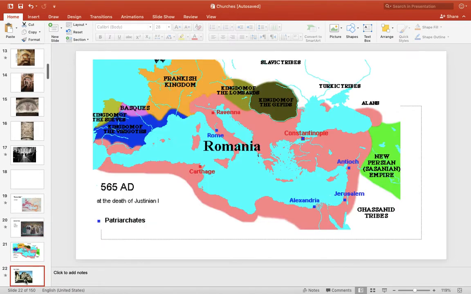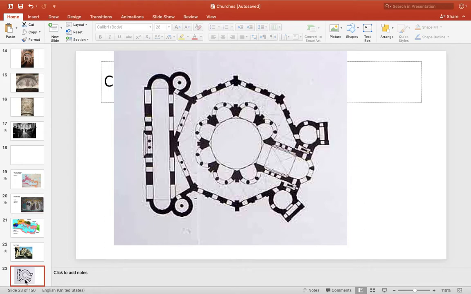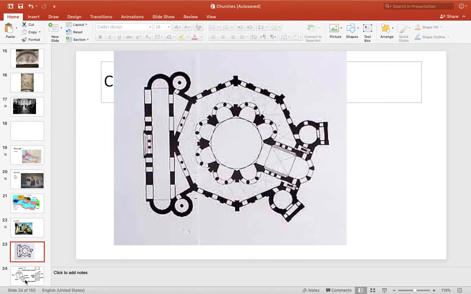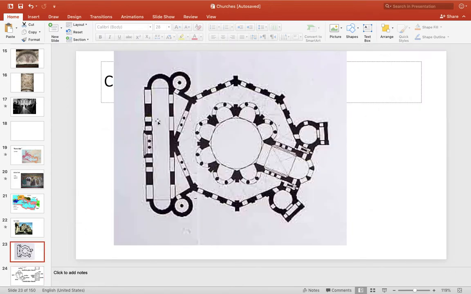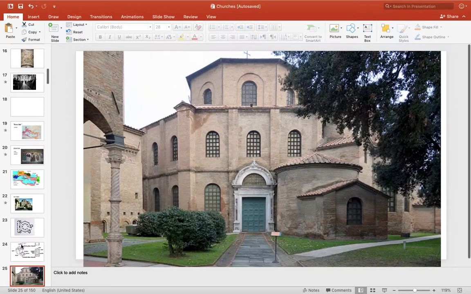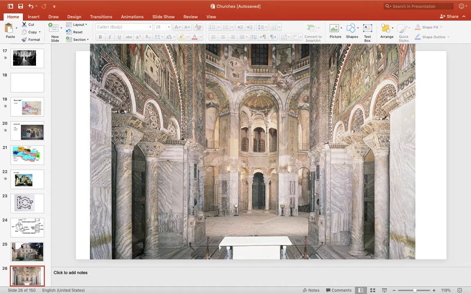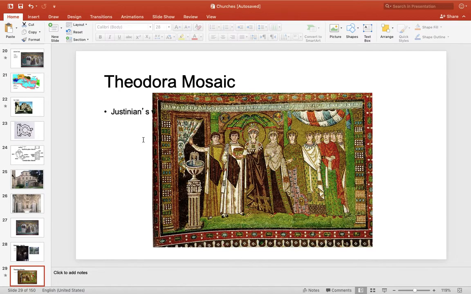All right, Byzantine churches, that's San Vitale and is the famous one. And there's the floor plan of San Vitale. And Byzantine churches are called a central plan. And you can just see it. It's got a dome centered, and it's a centrally planned church. That's the Byzantine. The outside is simple, and the inside is beautiful. They put mosaics on the inside, and that symbolized inner beauty, spiritual beauty. So Byzantine churches are famous for the mosaics, like the Justinian mosaic and the Theodora mosaic.